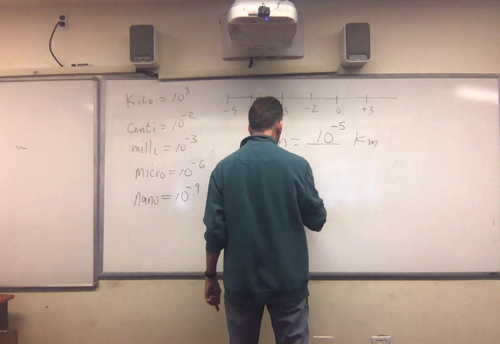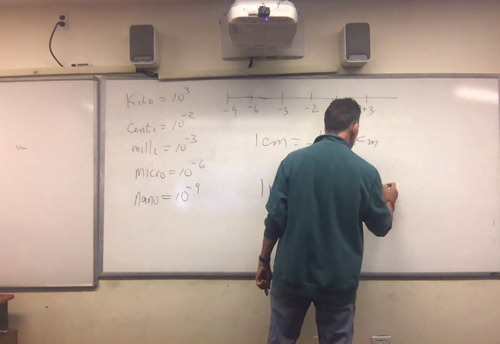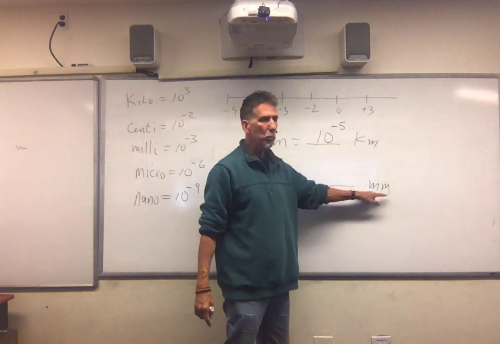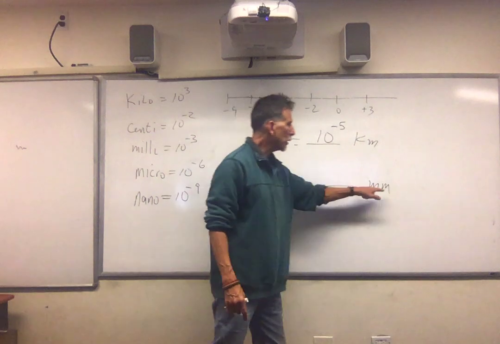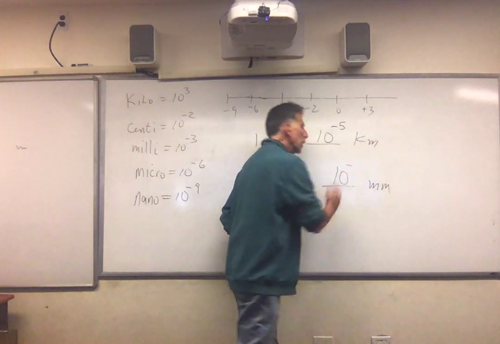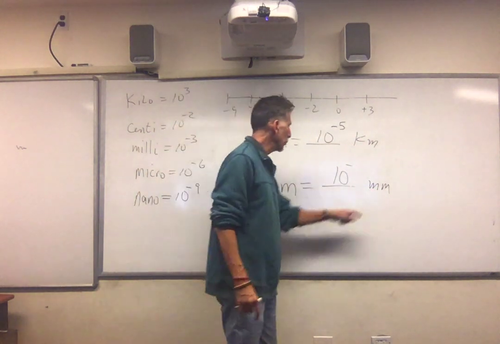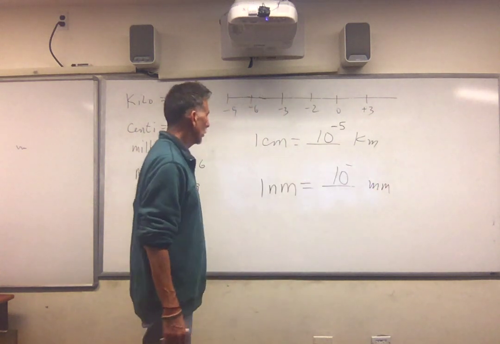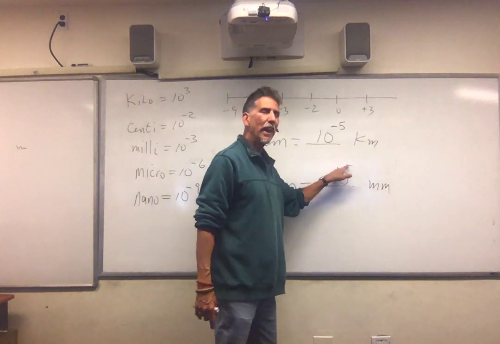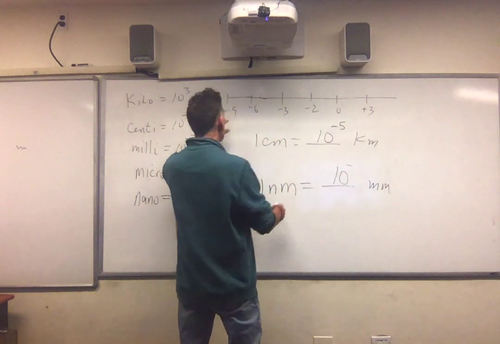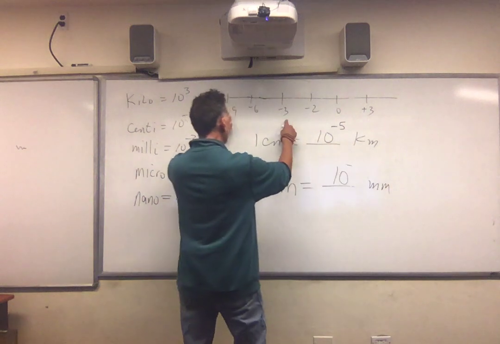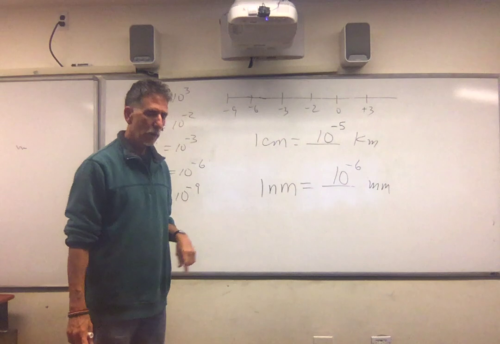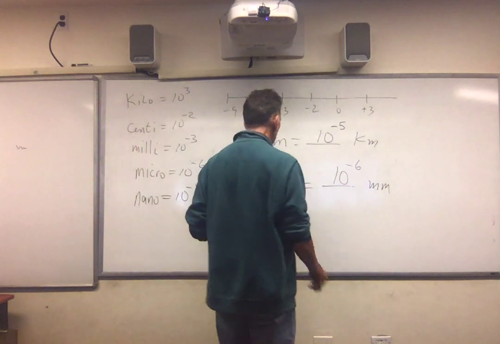Let's do another one. 1 nanometer is how many millimeters? Okay, once again, nano is smaller than milli. Milli is larger than nano. If this is larger, the exponent is negative, right? So where's nano? Minus 9. Where's milli? Minus 3. 6 steps, 10 to the minus 6. Not so bad, right?